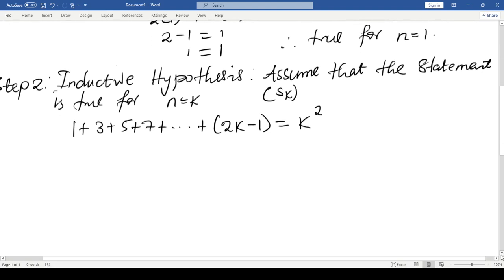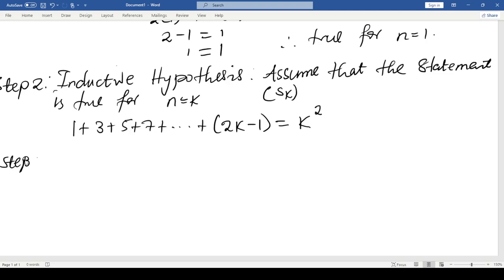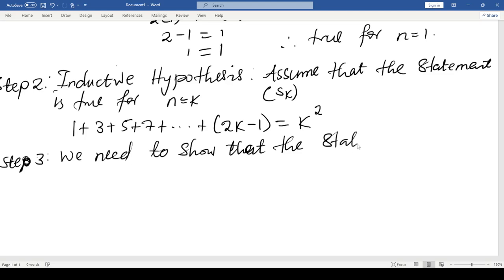Terms that we have there. So now here we say step number 3. Step 3 there. So we need to show that a statement is also true for n equals k plus 1.